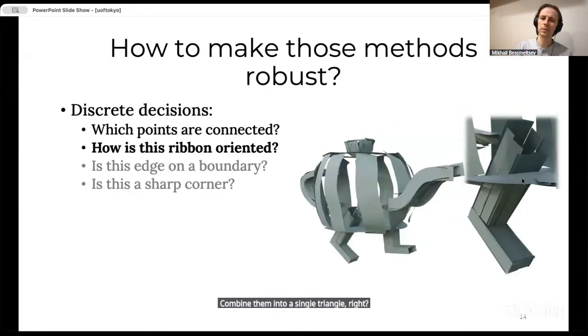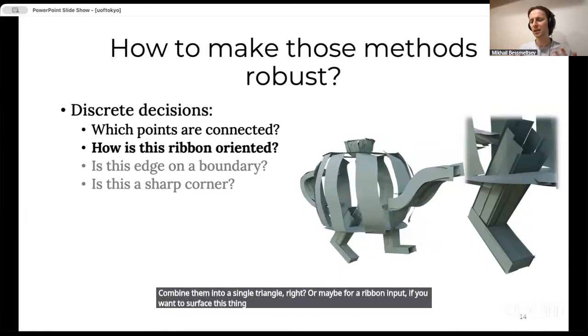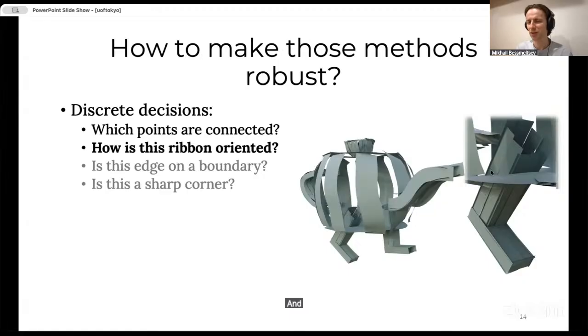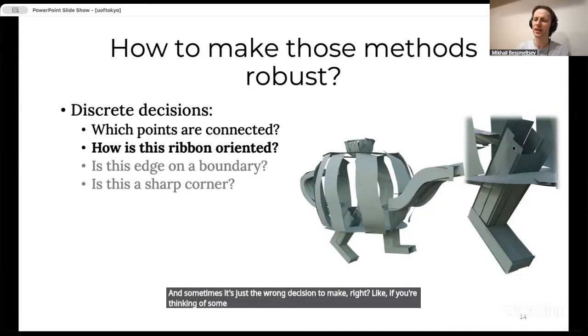Or maybe for ribbon input, if you want to surface this thing, you probably want to be able to tell whether the ribbon is pointing, the normal is pointing towards you or away from you. And this is also a binary decision that you have to make at some point in your algorithm. And sometimes it's just a wrong decision to make, right? Like if you're thinking of some stuff inside the surface, like here, it's hard to tell which way the ribbon should be oriented because it's not the part of a surface that you want to reconstruct, right?